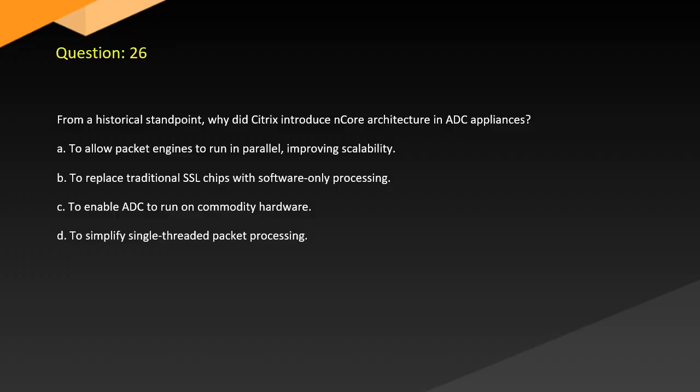Question 26. From a historical standpoint, why did Citrix introduce nCore architecture in ADC appliances? A. To allow packet engines to run in parallel, improving scalability. B. To replace traditional SSL chips with software-only processing. C. To enable ADC to run on commodity hardware. D. To simplify single-threaded packet processing.